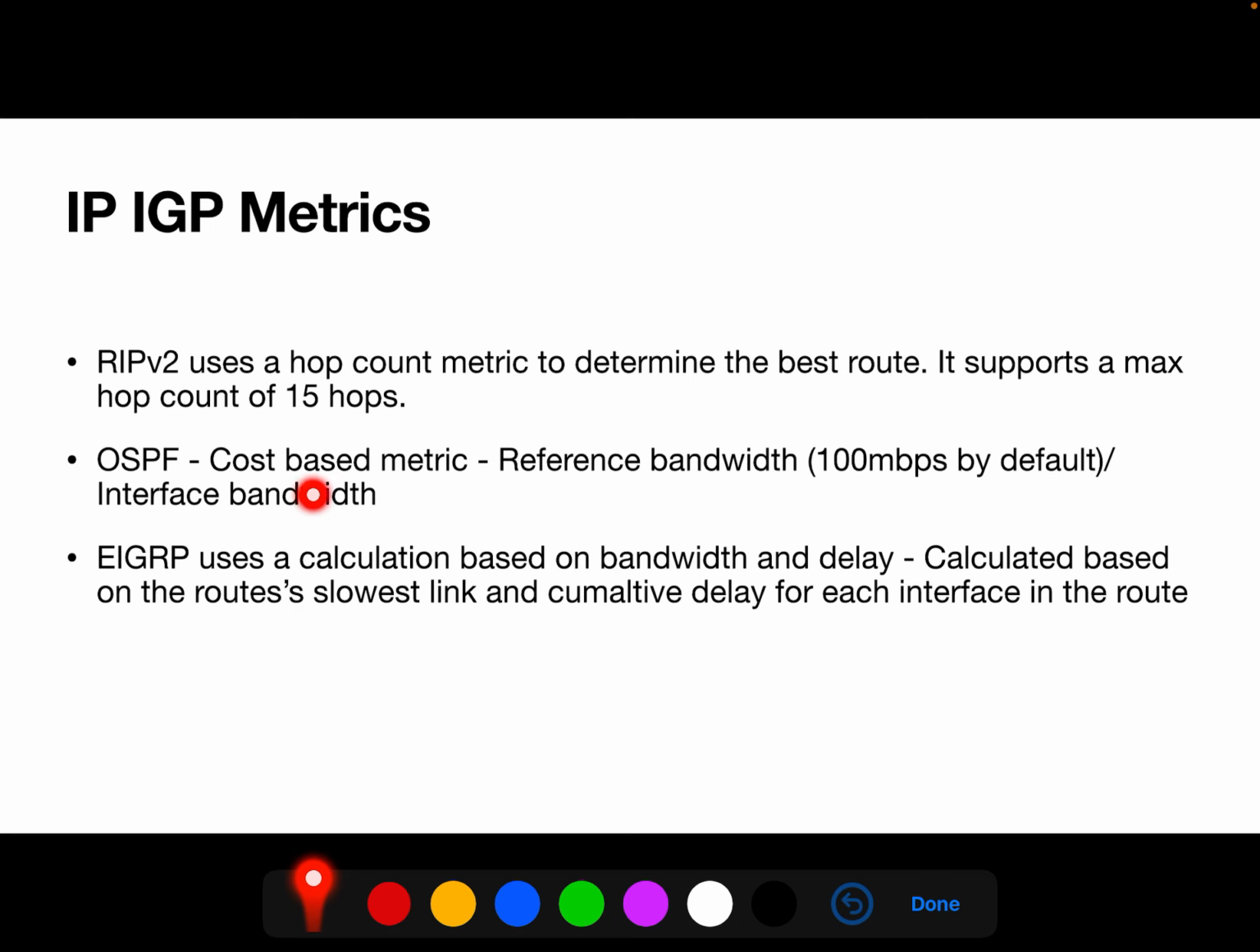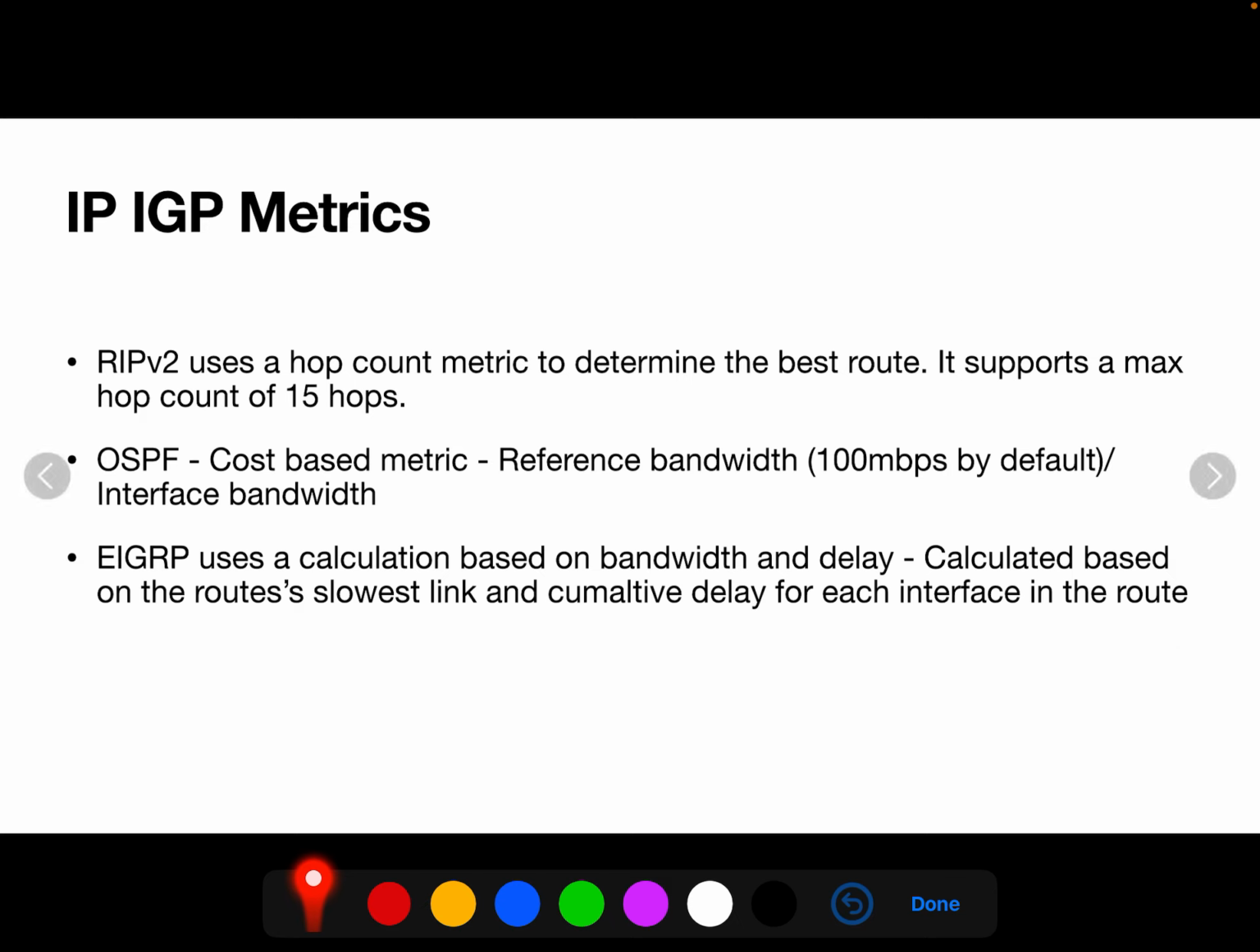OSPF uses a cost-based metric based on the interface bandwidth. It does a calculation: reference bandwidth, which is 100 megabits per second by default, divided by the interface bandwidth. That's the cost-based metric. Now, EIGRP uses a calculation based on bandwidth and delay, calculated based on the route's slowest link and cumulative delay for each interface in the route. So it uses a different metric there.